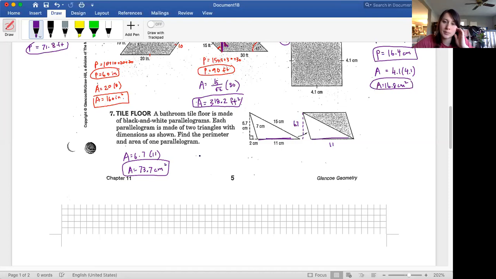And then to find the perimeter, I know that this side here is 7, so that means this opposite side is 7. This is 11. So 7 plus 11 plus 11 plus 7, so 11 plus 11 plus 14 ends up being what? 36 maybe? 36 centimeters. And that's it. All right, that one wasn't too crazy either.